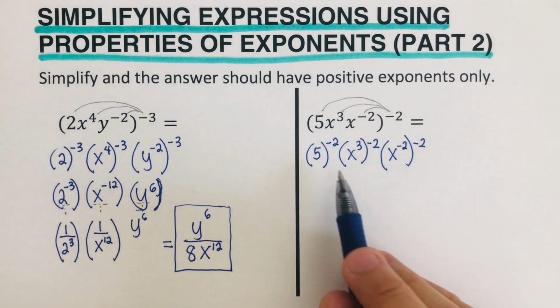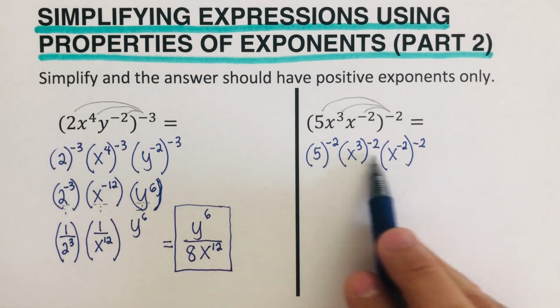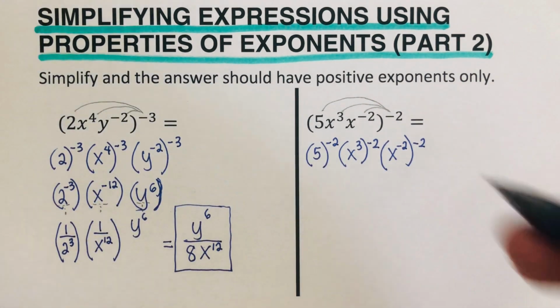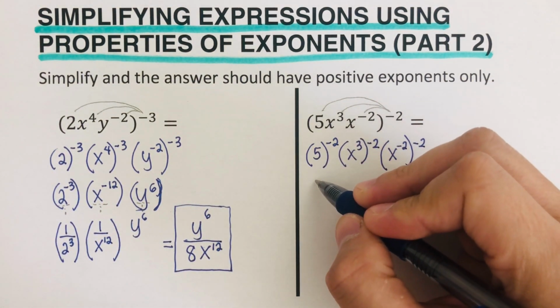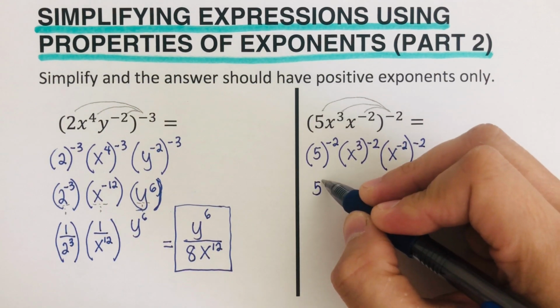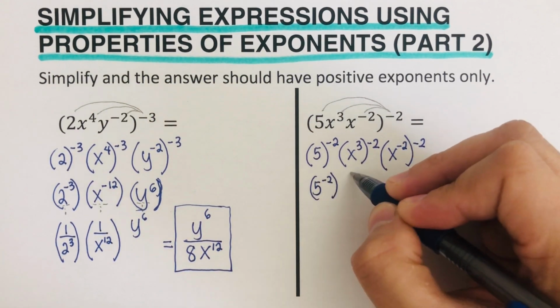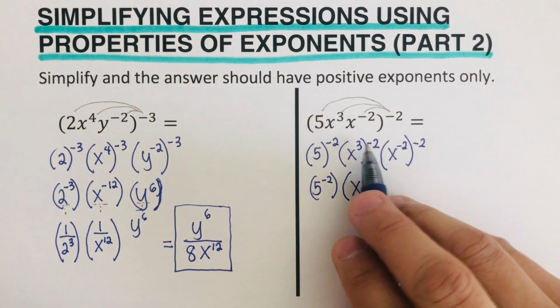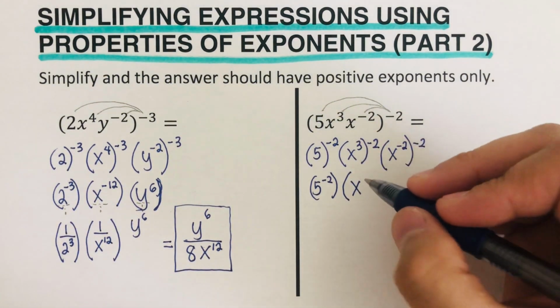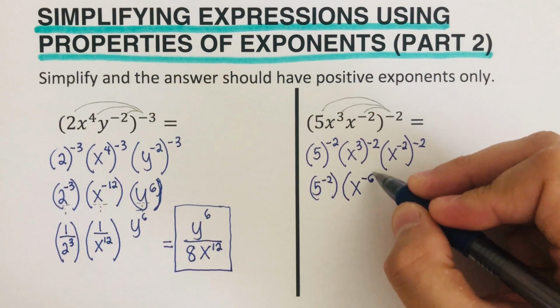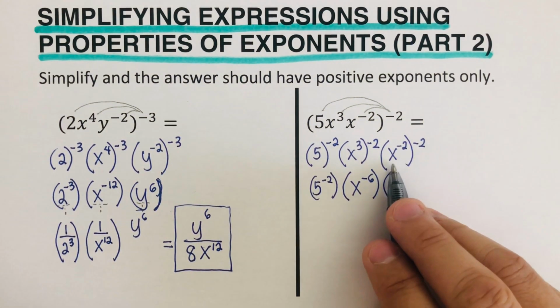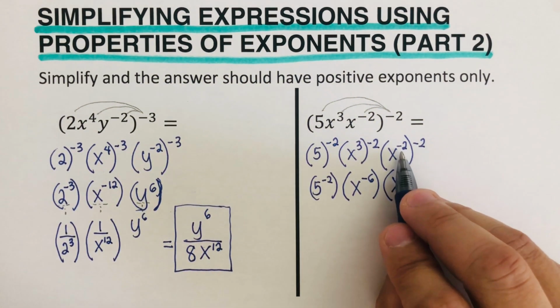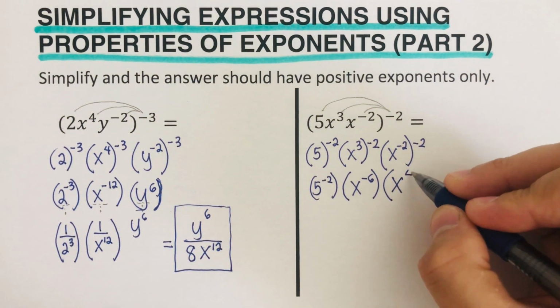Now, we can simplify this using the power of a power property. So this would come out 5 to the -2. So that's 5 to the -2. And then this one right here would be x to the 3 times -2, which is -6. And then this would be x to the -2 times -2, which is a +4.